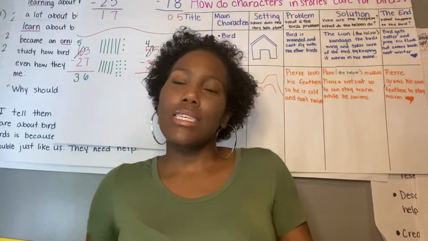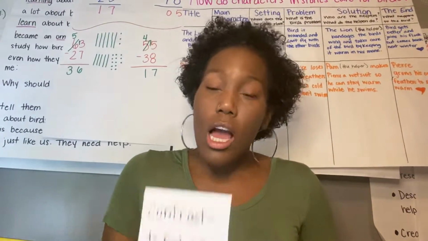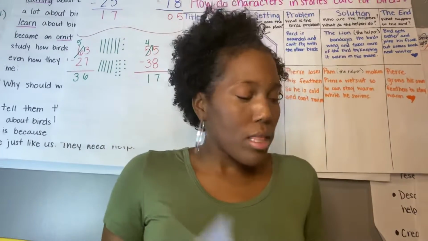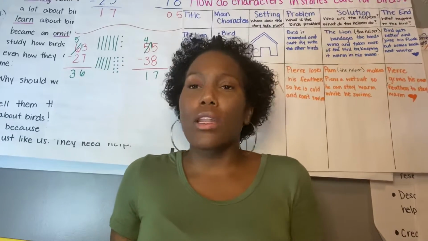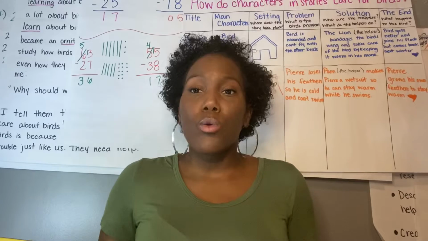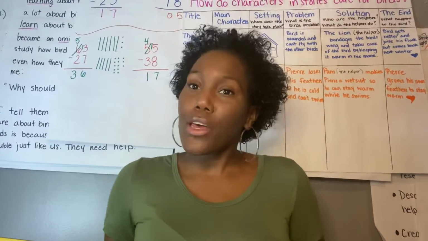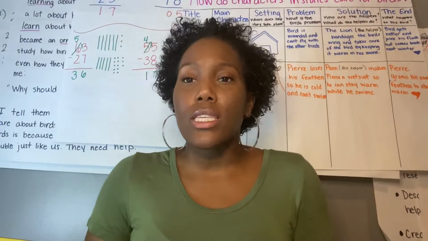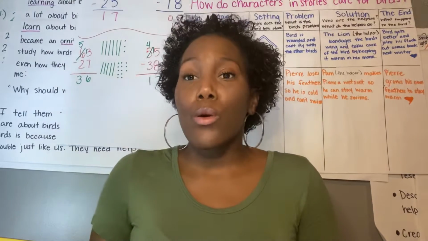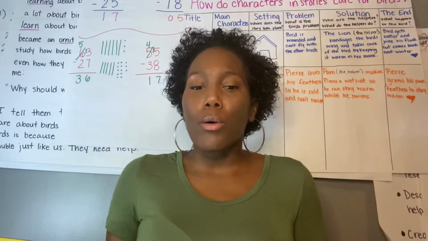To compare means to find similarities between two or more things. And similarities is just two things that are the same or nearly the same. Contrast means to find differences between two or more things. If I was to compare dogs and cats, I could say that dogs and cats are similar because they both have four legs. They both have a tail. Those are ways that dogs and cats are the same. But if I wanted to contrast them and tell the differences, I could say, well, dogs bark and cats meow.